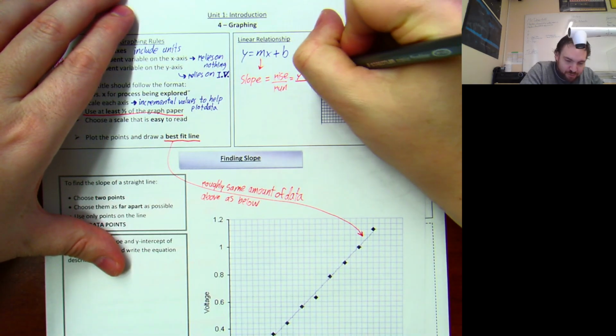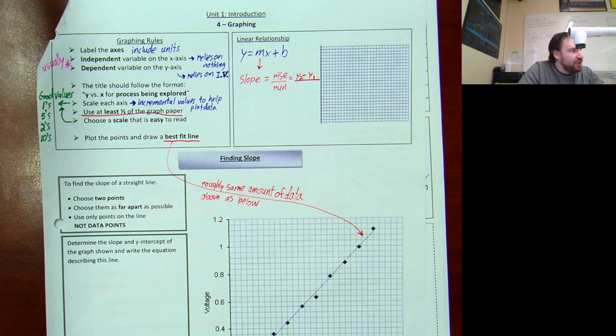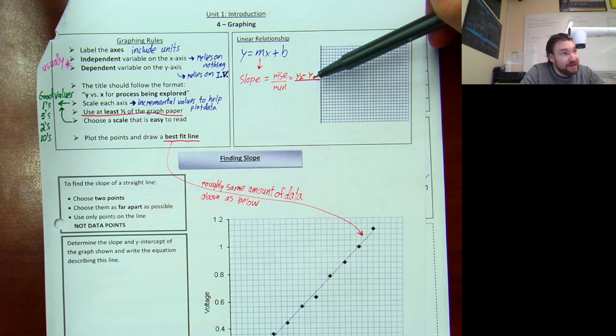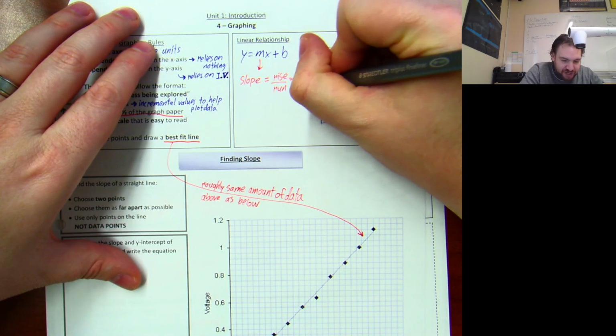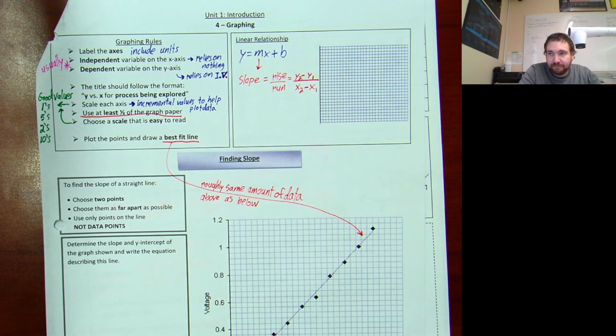Y2 minus Y1, because you want a rise. A rise is a change in Y values, Manuel. You can't mix Y and X, they're not related to each other. They're independent of each other, perhaps. So we've got Y2, and I'm subtracting these things because I want a difference in them. So we've got Y2 minus Y1 over a run, which is a horizontal change, X2 minus X1.